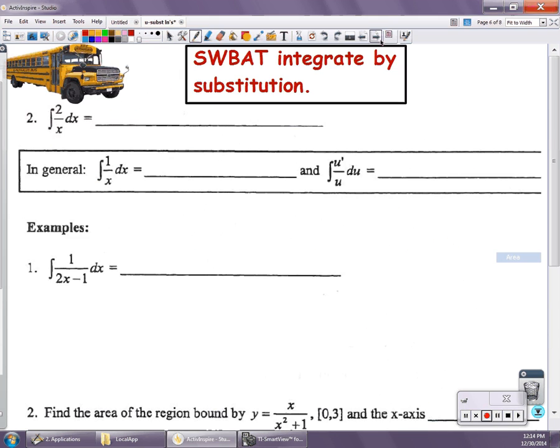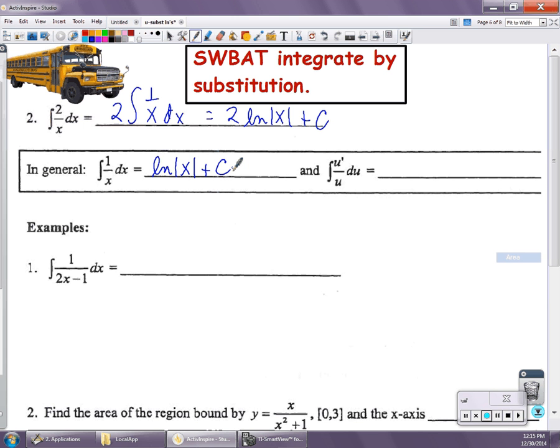So let's go on to the lesson, or this is actually part of the warm-up. The second item in the warm-up, we're going to find the antiderivative of 2 over x. Remember, from the properties of integrals, we can pull that 2 out front and make this 2 times the antiderivative of 1 over x, and we know that the antiderivative of 1 over x is ln of the absolute value of x plus c. It's an indefinite integral. In general, the antiderivative of 1 over x is ln absolute value of x plus c. Now we're going to reverse the chain rule with ln's.